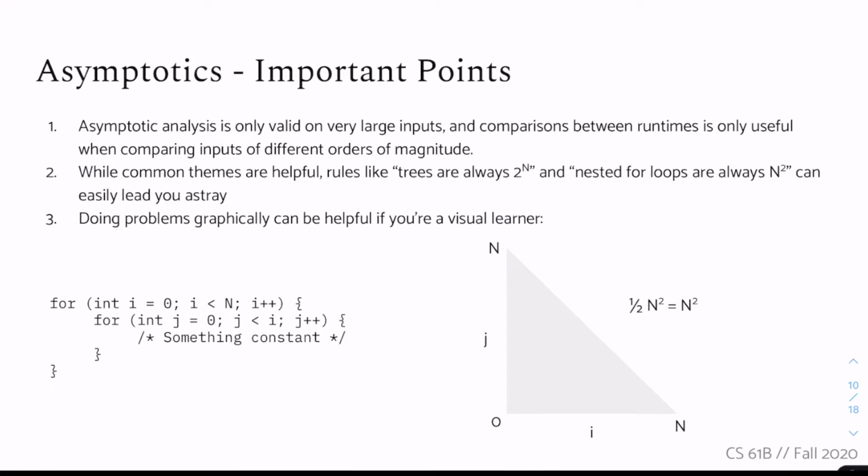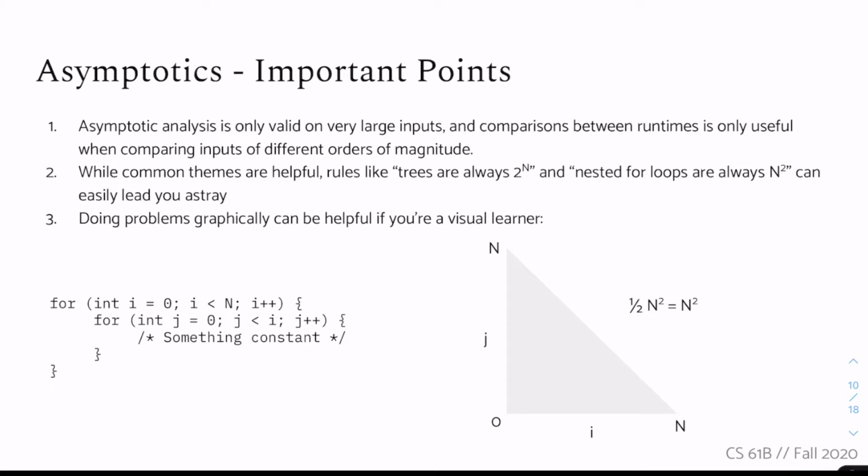And we're about to start our worksheet, but right before we get to that, let's just quickly go over some important points about asymptotics, just reiterating some concepts. The first thing is asymptotic analysis is only valid on very, very large inputs. So don't get confused if your algorithm works one way when the input's 5 and 10 versus when it's 500 and 1,000. All of those numbers are way too small.